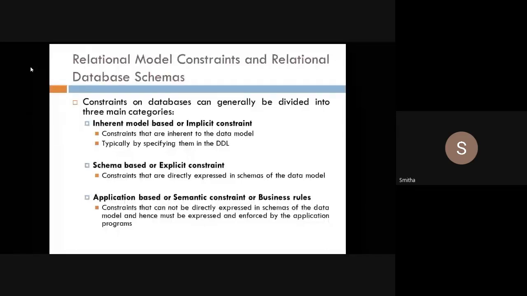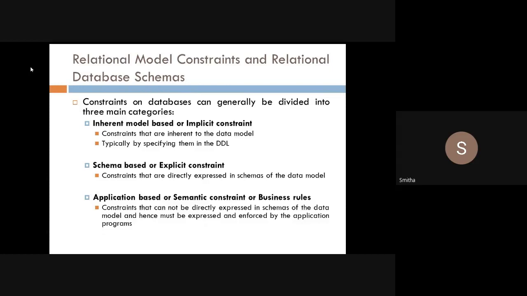At different levels we have different types of constraints. We know that we have three different levels in the three schema architecture, right? Conceptual schema, physical, then external, right? So in each level we will have different types of constraints, different types of conditions we need to follow. That is why it is categorized into three different categories.